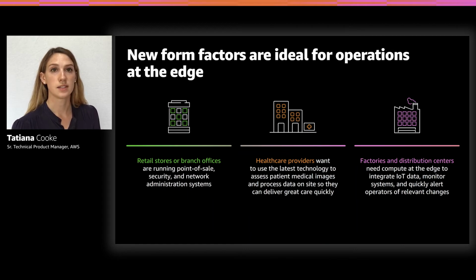Factories, warehouses, and distribution centers will be able to bring compute to the edge. This will power automation, and customers will be able to integrate IoT data, monitor systems, and provide feedback to operators quickly, regardless of whether or not it's a large site or a small site with only one or two servers.